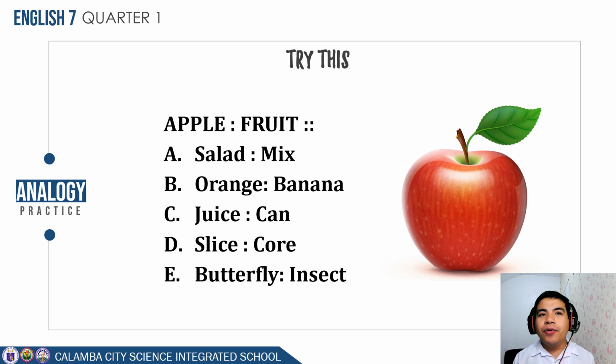Apple is to fruit as A. Salad is to mix. B. Orange is to banana. C. Juice is to can. D. Slice is to core. And E. Butterfly is to insect. Which do you think of the following has the same relationship as apple is to fruit?